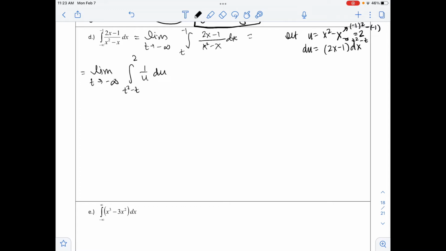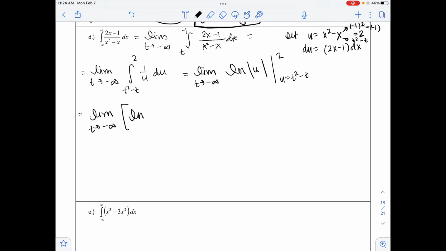And we can integrate 1 over u. So don't forget to continuously write the limit until we evaluate that. And integrating this, we get the natural log of the absolute value of u. And we're evaluating this from u equals t squared minus t to 2. So then evaluating this, we have our upper bound, which is going to be ln of the absolute value of 2, which is just 2, minus ln of the absolute value of t squared minus t.